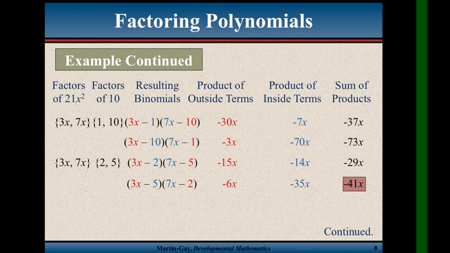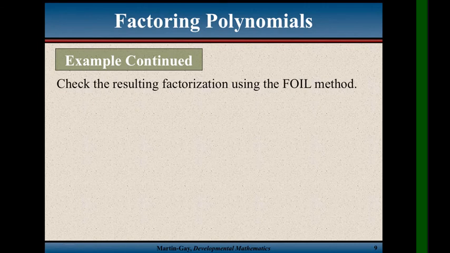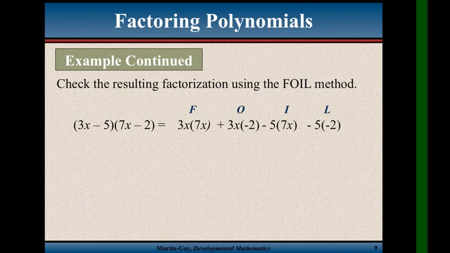But if we combine 3x minus 5 and 7x minus 2 as our two binomials, we have negative 41x as our middle term. So finally we got the correct answer. Check the resulting factorization using the FOIL method. So 3x times 7x, plus 3x times negative 2, plus negative 5 times 7x, and negative 5 times negative 2. And we will get 21x squared minus 41x plus 10.